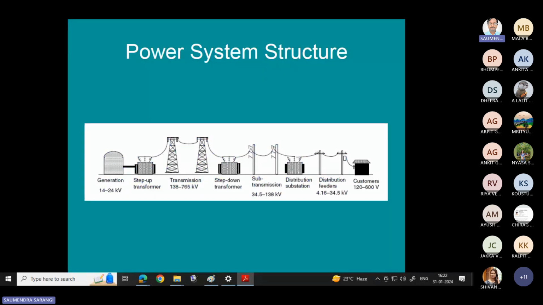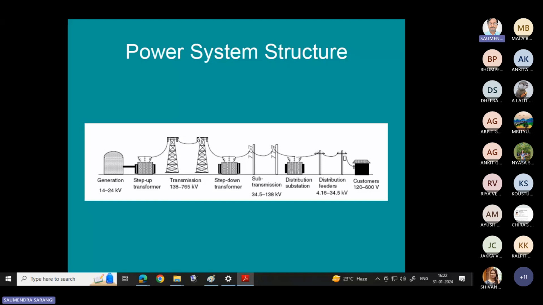this subject. So particularly in this slide, if you observe the power system structure, the generation will be at low voltage level, that is 11 kV to 24 kV. Then we have to step up the voltage by using a step up transformer. So the transmission system voltage level in India is 138 kV to 765 kV.